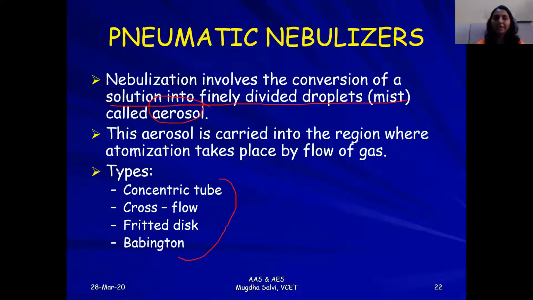So here in this case, don't be worried that there are so many types. All you have to remember is one of them, and you should be able to reproduce it in the paper. Don't panic that there are so many of them.